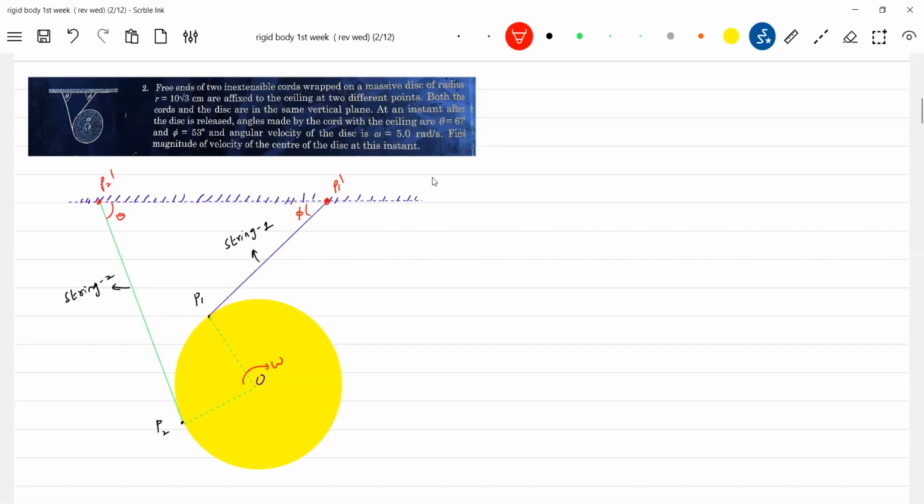What is the core idea of this problem? The velocity of points P1 and P2 along their respective strings must be 0. That is basically why the string should be taut and inextensible.